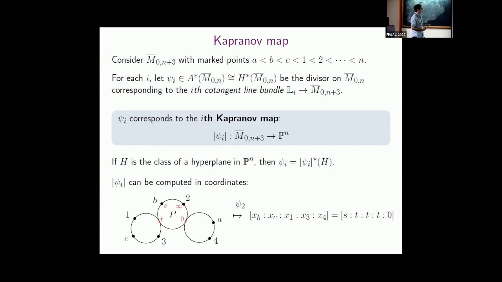Maybe I'll skip most of this due to time, but essentially there are these distinguished Chow classes or cohomology classes for each marked point called psi I. So this A star is the Chow ring where every subvariety has a representative class. And the upshot is that from these classes, we get a map to projective space called the Kapranov map. So we get different maps to projective space. And the psi I class is what you get by taking a hyperplane in the projective space and taking its inverse image under the map. And down here, I drew a picture of how you could compute this map in coordinates. So it can be very hands-on.